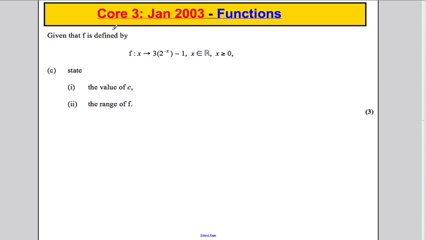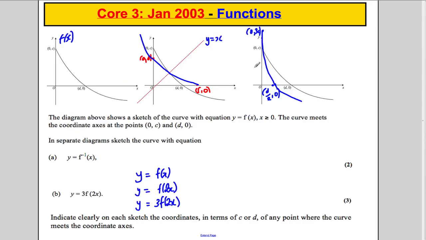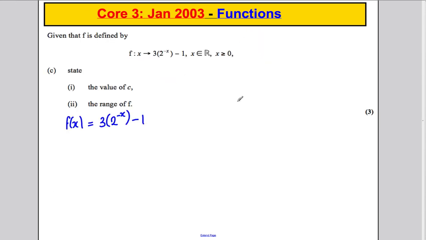Okay, part c, we're told what the function is, and we're asked to find what c is. We are told that the function is f of x is 3 times 2 to the minus x, subtract 1. Now remember what c is. c is when x is 0, y is c. So you know (0, c) lies on this curve. So substitute x is 0 in. So f of 0 is 3 times 2 to the minus 0, and 2 to the 0 is 1, so this is equal to 2. So therefore c must be 2.